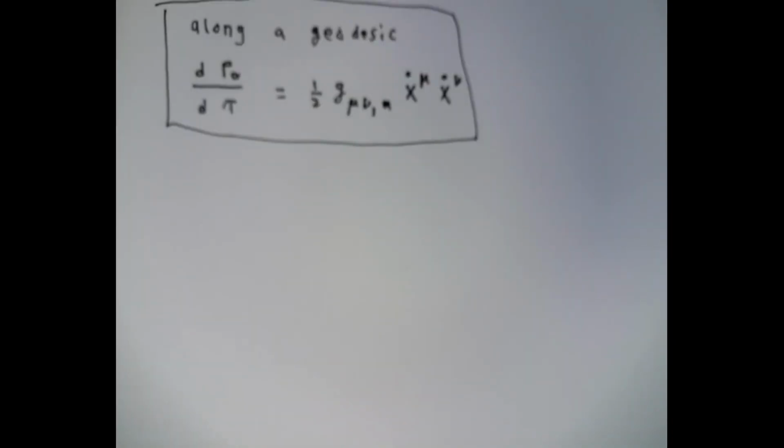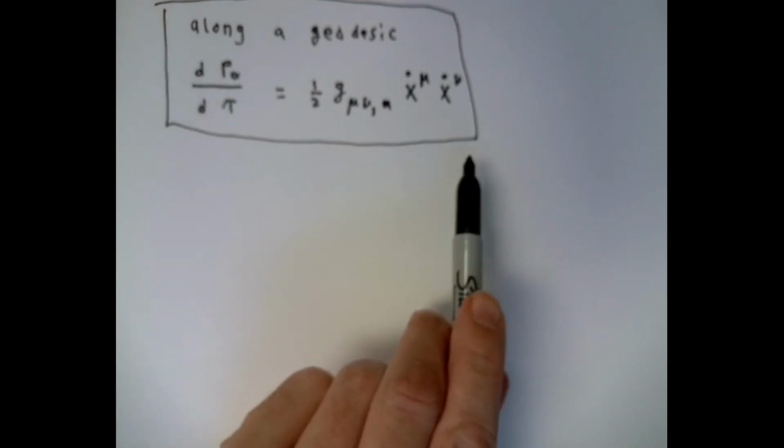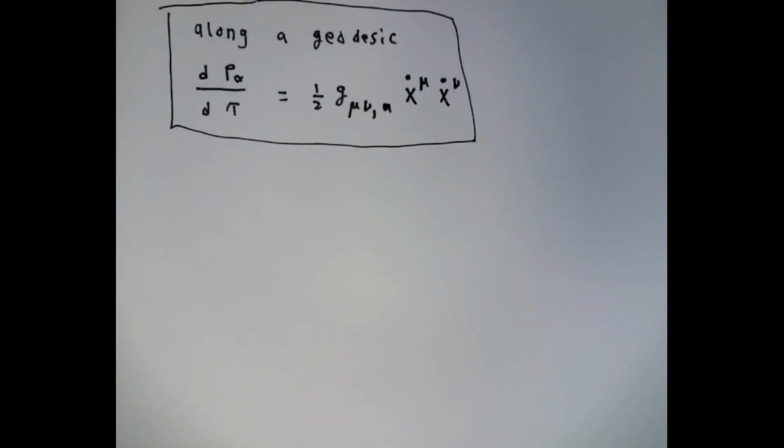What we have figured out is this. If you're moving along a geodesic for a material particle, then the derivative of p sub alpha with respect to proper time is just given by this expression. By itself, this doesn't give me a very impressive result, but it leads to something that's extremely convenient for us.